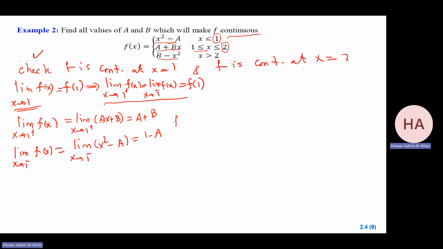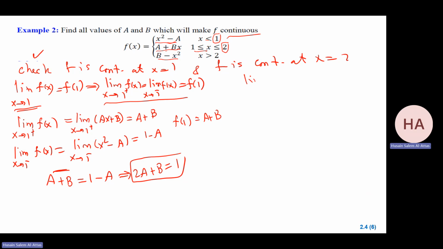What is f at 1? Substitute the 1, that will be a plus b. So I need a plus b equal to 1 minus a equal to a plus b. That is redundant. I have nothing from here, so I can take it away. So it means 2a plus b equals 1. This is my first equation.